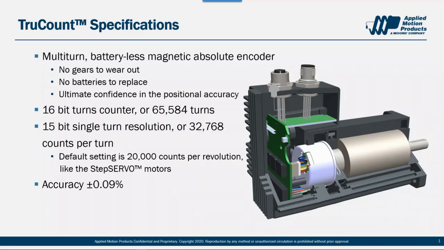That has another advantage too, where you can actually leave this thing powered off forever and it will never lose position because there's never a battery that's going to eventually run out. So really, you have ultimate confidence in the positional accuracy being retained power cycle after power cycle with this TruCount encoder. We have a 16-bit turns counter, so that allows us to track 65,584 turns before rollover. And we have 15-bit single turn resolution, which is 32,768 counts per turn, although we have set the default to 20,000 counts per rev to match our existing Step-Servo motors. And finally, we've got a positional accuracy of 0.09%.